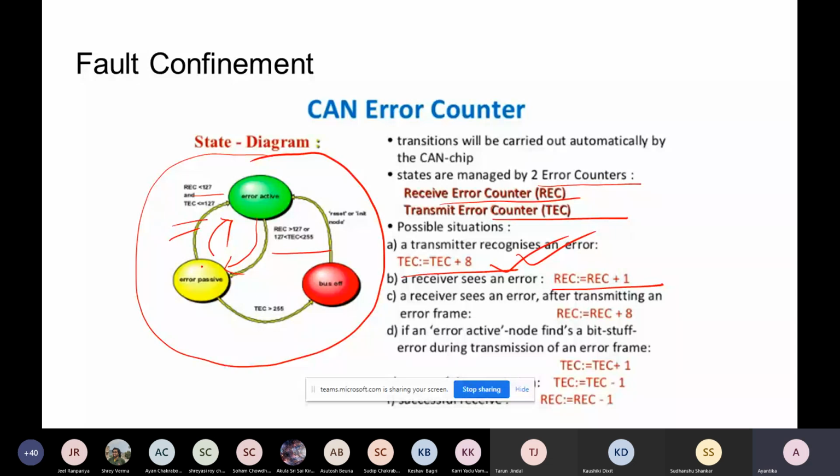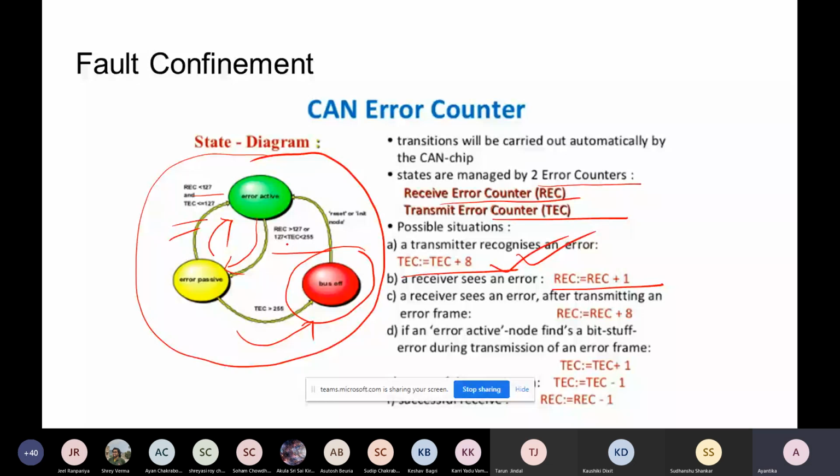identifying some more errors, and this TEC count is getting increased. This TEC is greater than 255. At that point, this node is moving to the bus off state. Bus off state means it is total isolation. This node will not send anything, will not receive anything.